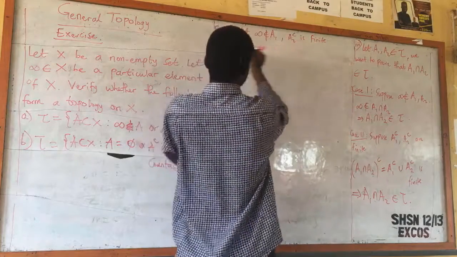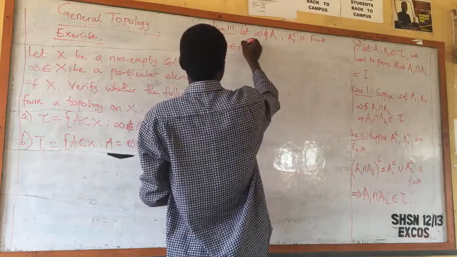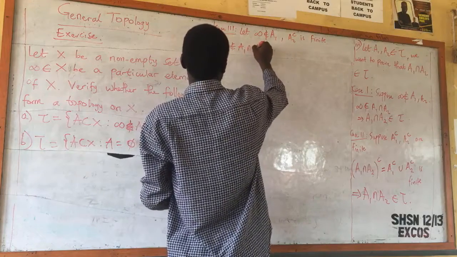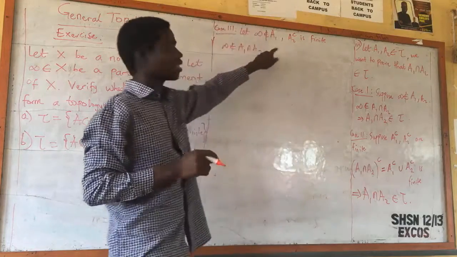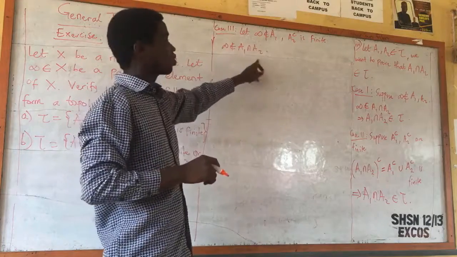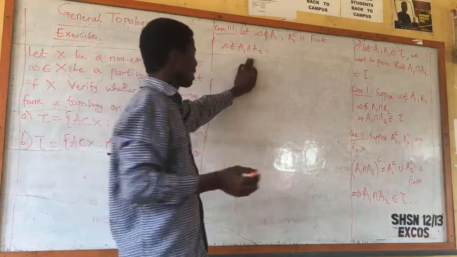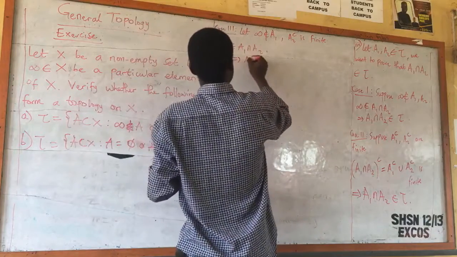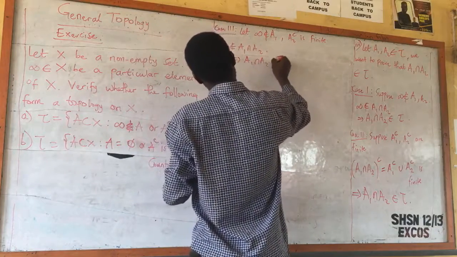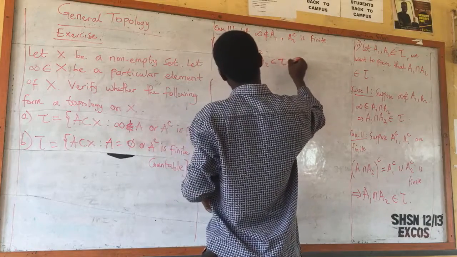Because infinity is not in A1, it means that infinity will not be a member of A1 intersection A2. Since it's not in A1, it can never be in their intersection. Intersection means common element. So if infinity is not in A1, it cannot be in their intersection. So by so doing, A1 intersection A2 will be in the topology.